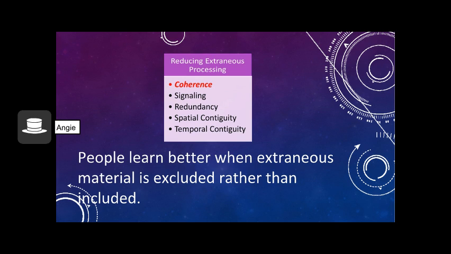So let's start with the first category, reducing extraneous processing. And the first principle here is around coherence. So in this principle, Mayer suggests that we delete any extraneous words, sounds, and pictures from a multimedia lesson, because too much extra material diverts the learner's attention from the important material of the lesson.